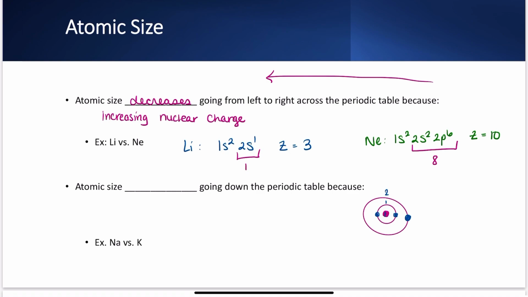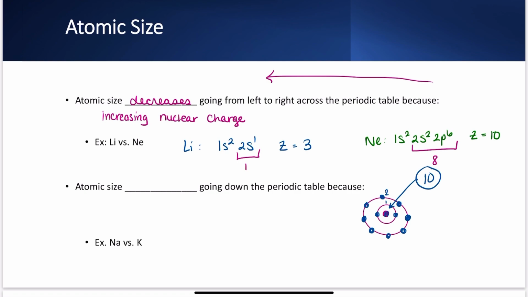Neon, on the other hand, has 10 electrons here, pulling on 1, 2, 3, 4, 5, 6, 7, and 8, pulling on 10 electrons. These 8 electrons in the second shell are the same relative distance away from the nucleus as the 1 electron in lithium. But I now have 10 protons in that center that are pulling on those electrons.